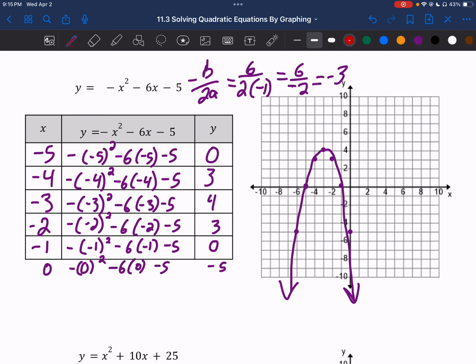Now, where are my solutions? Well, I crossed the x-axis right there, so that ordered pair is negative 5, 0. And I cross the x-axis right there, so that ordered pair is negative 1, 0. Those are your two solutions. You need them both written, and they both must be written as an ordered pair. Solutions to a quadratic equation must be written as ordered pairs. No exceptions. Not written as an ordered pair, not going to count. And remember, x, comma, y, and it should be in parentheses.